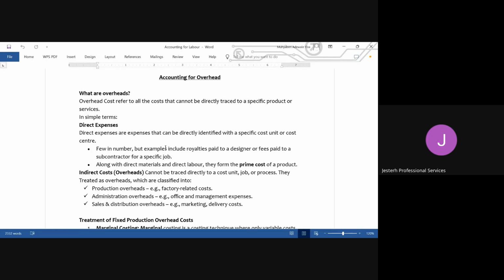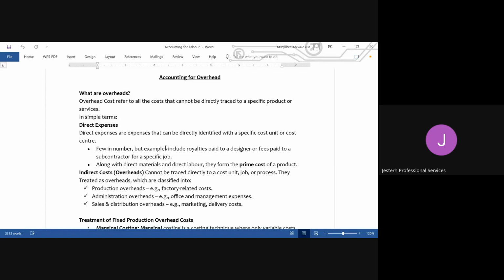Your direct materials, direct labor, direct expenses, they are the ones that form the prime cost, the cost of you producing that product. While indirect cost is majorly the one we refer to as overhead. They are very important, and we need to absorb them in the level of our productions. We have three classifications of indirect cost.